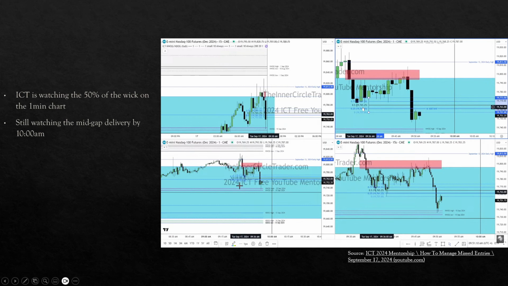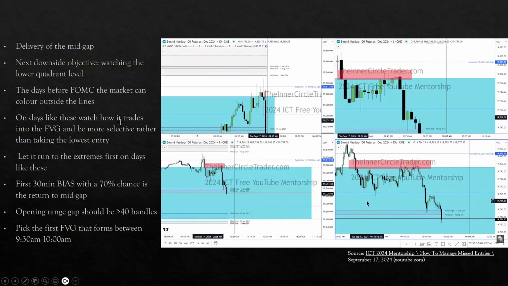I don't know why ICT also didn't go further in depth on that, but after we ran sell side liquidity, he focused on the 50% of this wick right here, and we were watching still the mid gap delivery, which is this gray line right here before 10 a.m. And finally, market drops into the mid gap and we have that delivery. The next downside objective was then the lower quadrant, which is this blue line.